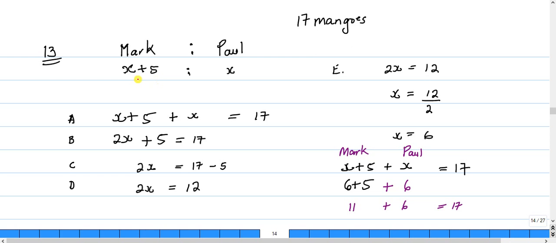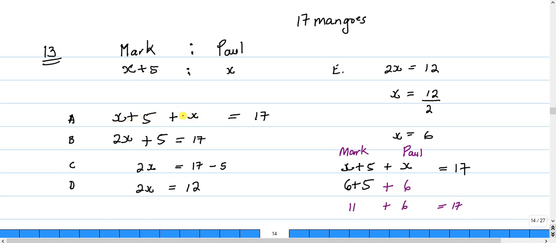So we could come up with this statement that says X plus 5 plus X is equal to 17. Let's look at it closely. The portion that Mark gets plus the portion that Paul gets is all equal to 17. And that's what it said. So let's solve now.